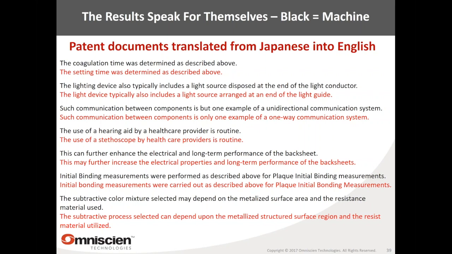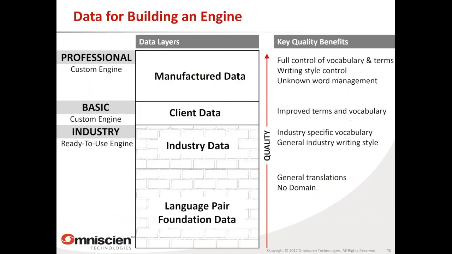In the first example, coagulation time is probably a better term than setting time. But a little bit further down, the hearing aid as opposed to the stethoscope, a stethoscope is probably a better word. Either way though, both translations, human and machine, are very good, and it's hard to tell the difference between the two. Now keep in mind, this is complex data, this is Japanese and patents. So it doesn't get a lot harder than that for a machine to process, or for that matter, a human.